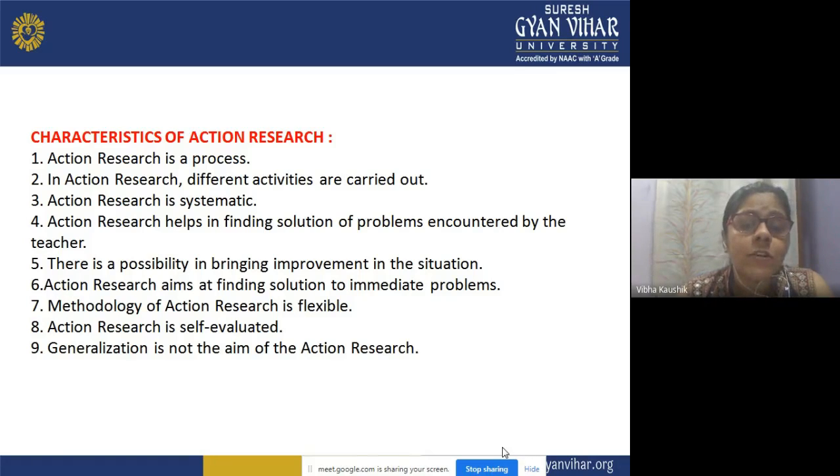The methodology of action research is flexible, which means the method which we will apply is not rigid, it can be changed according to the situations. Action research is self-evaluated. The last one is that generalization is not the aim of action research. Why? Because the results or the solutions of the problem will be related to that particular class.